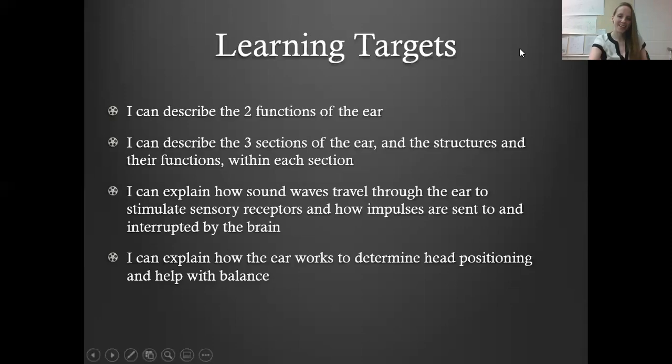So in this lesson on the ear, we're going to be going over the two different functions of the ear. We're going to be describing the three sections of the ear, as well as all of the structures within each section and the function of each of those structures. We're going to talk about the pathway that a sound wave will travel through from the outside of the ear to the sensory receptors. We're also going to talk about how those sensory receptors send an impulse to the brain and how it's interpreted by the brain.